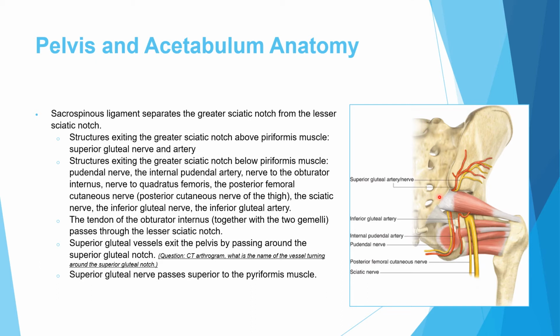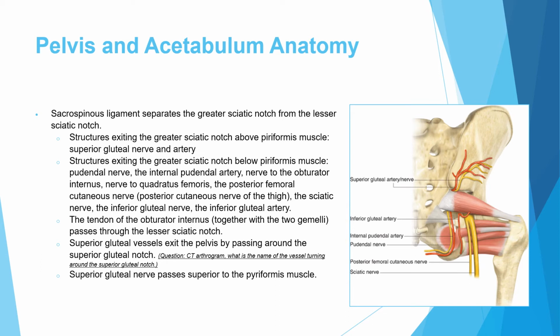In the greater sciatic notch, we have the piriformis muscle that we talked about in the previous slide. And the piriformis muscle separates structures going above the piriformis and below the piriformis. Above the piriformis, that's very easy, the superior gluteal nerve and artery. Below the piriformis, we have the sciatic nerve and posterior femoral cutaneous nerve. We have also the inferior gluteal artery. So the superior gluteal artery and nerve go above, the inferior gluteal artery goes below.